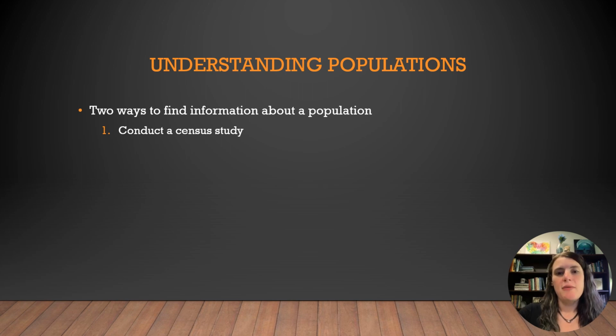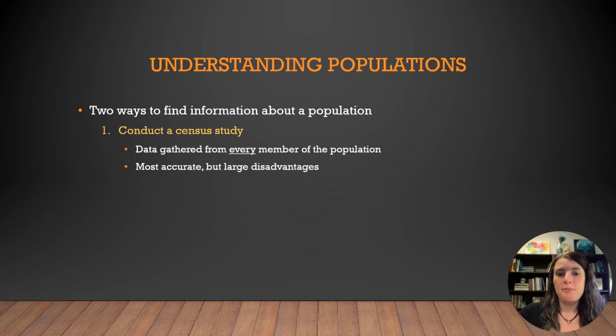When we want to describe a population, we can use one of two methods. One method is to do what we call a census study, which requires you to gather information from every member in the population. This is the best option for describing an entire population, but it's also one of the more difficult methods because it's so expensive and time and labor intensive.